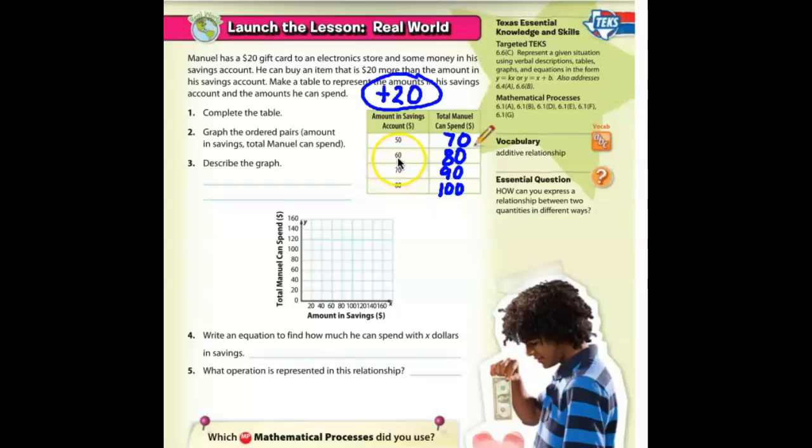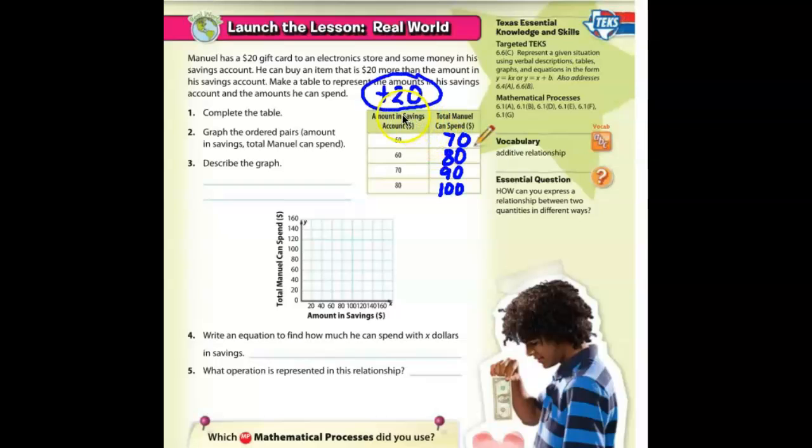That means that if he has $60 in his bank account, he could spend $80. If he had $70, he could spend $90. And if he had $80 in the bank, he could spend $100. So that's the table completed. Now we're going to graph the ordered pairs.